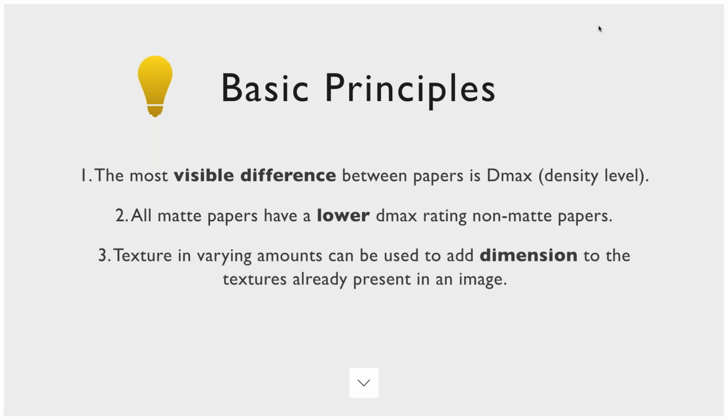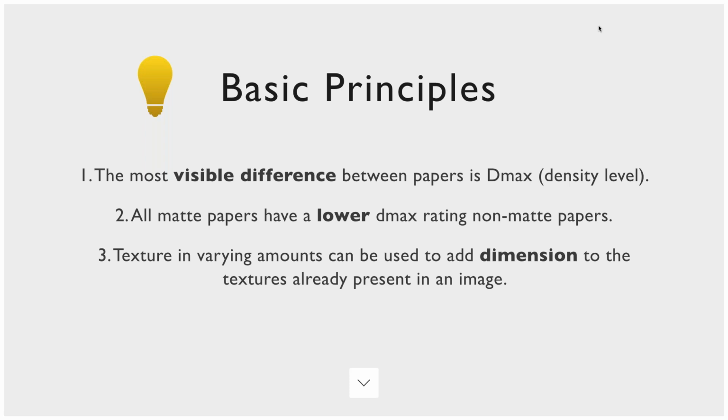And then the final principle is texture in the paper, in varying amounts. Some papers have no texture, and then we have degrees of texture. Texture can be used to add dimension to textures already present in an image. By that, I mean, if you've got an image that has a lot of texture in it, you can consider using a paper with texture, because those two things will complement each other and create perhaps the illusion or even a sense of more texture in the print, and vice versa.